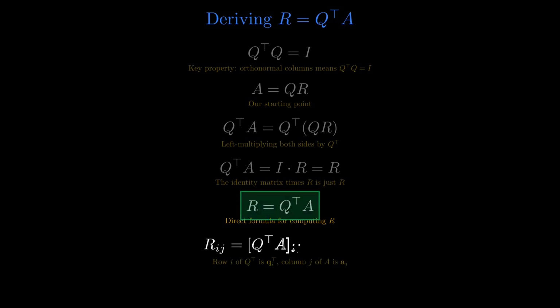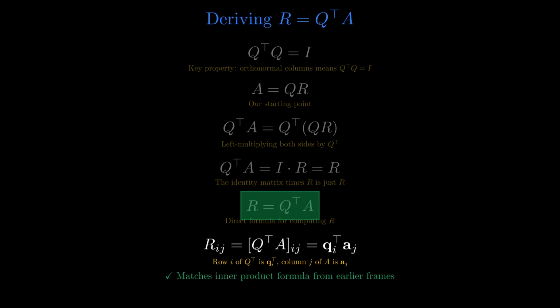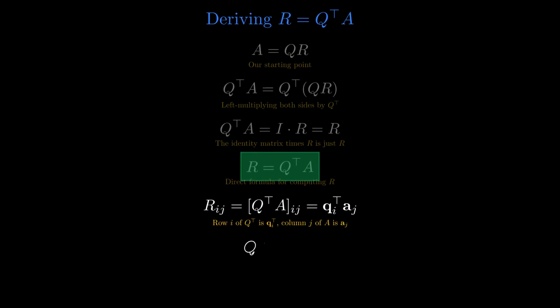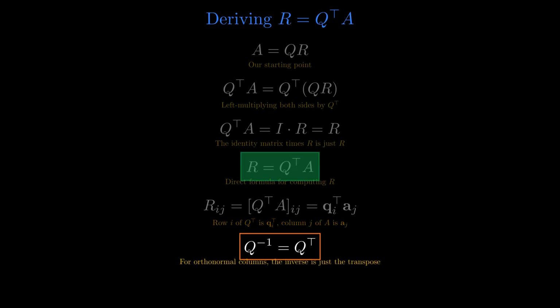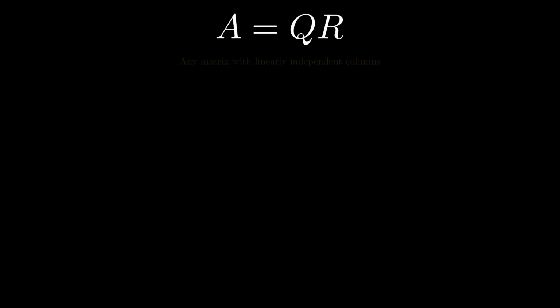Now let's look at individual entries. The ij entry of this product is qi transpose times aj, that is the dot product of the ith orthonormal vector with the jth column of A. This is exactly the inner product formula we derived in the earlier frames. So this confirms every entry of R and it gives us a direct, clean way to compute it. The reason this works so neatly is that for a matrix with orthonormal columns, Q inverse is simply Q transpose. Any matrix with linearly independent columns factors as A equals QR.